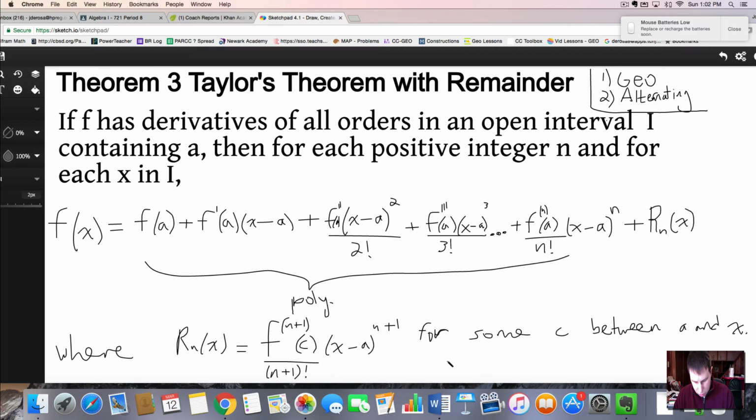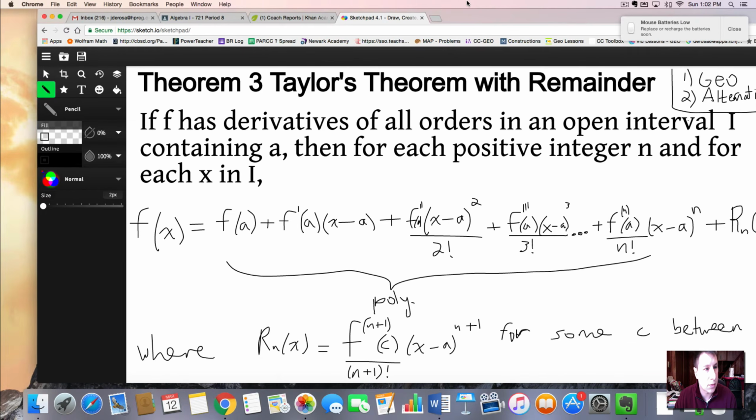Some important things to know. This Rn of x term has some alternative names. So let me make some room here for that.